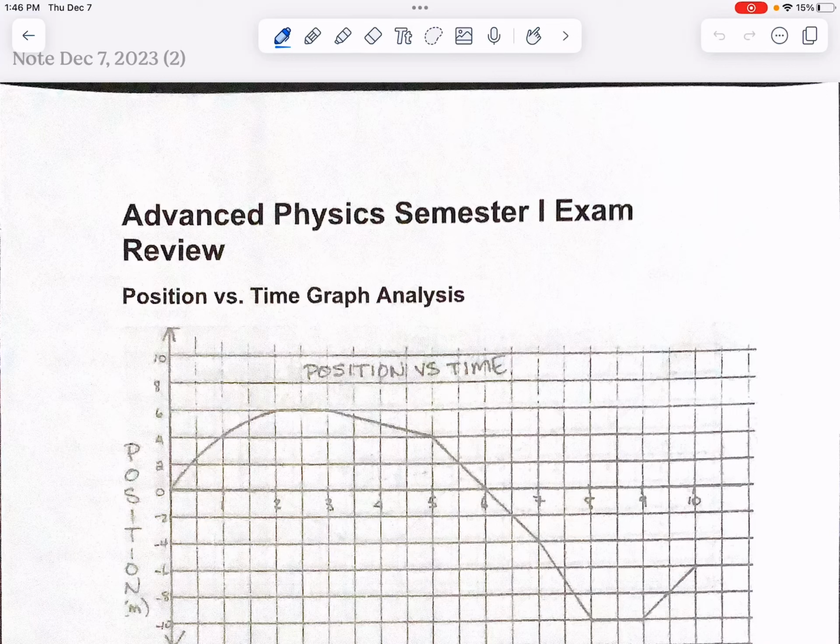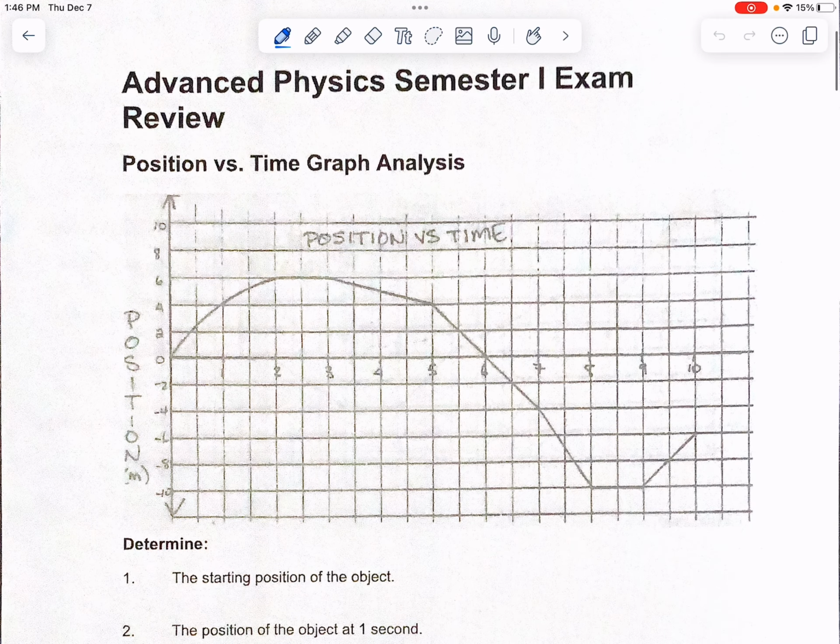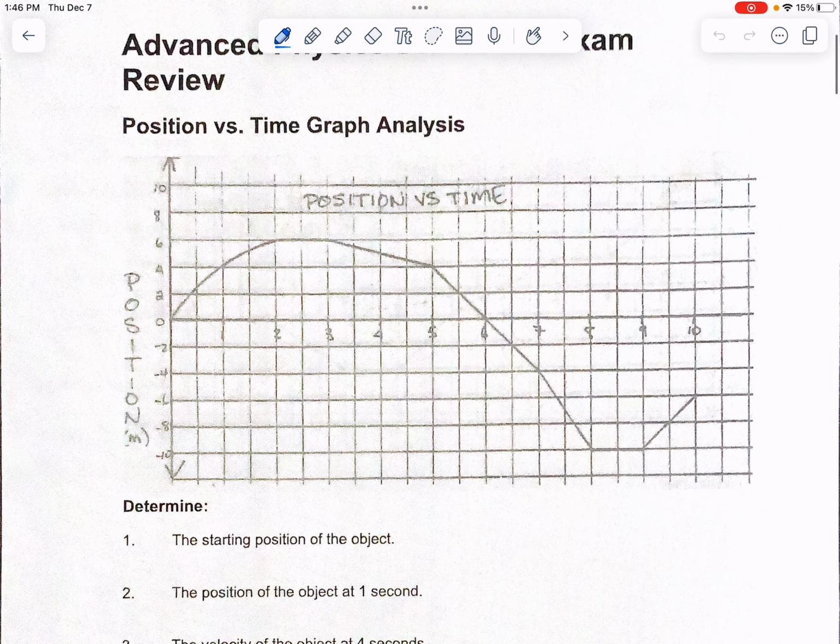All right, so this video is going to go over the remainder of your semester 1 exam. So this is all the stuff that was prior to Newton's laws. So we're going to start on a position versus time graph. A couple things: your y-axis is your position, gauged in meters. It's where you're at. And your x-axis is your time.